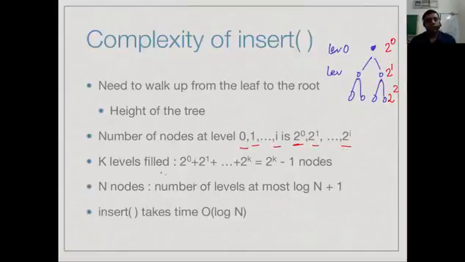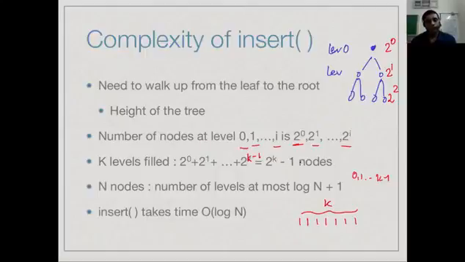Okay. So if we have k levels, then the levels are 0, 1 up to k minus 1. From what we have just said, that is 2 to the 0 plus 2 to the 1 plus up to 2 to the k minus 1. Okay. One way to think about this is a binary number with k ones. Right? A binary number with k ones is just 2 to the power k minus 1. In other words, if I fill up a binary tree for k levels, I will have at most 2 to the k minus 1 nodes.